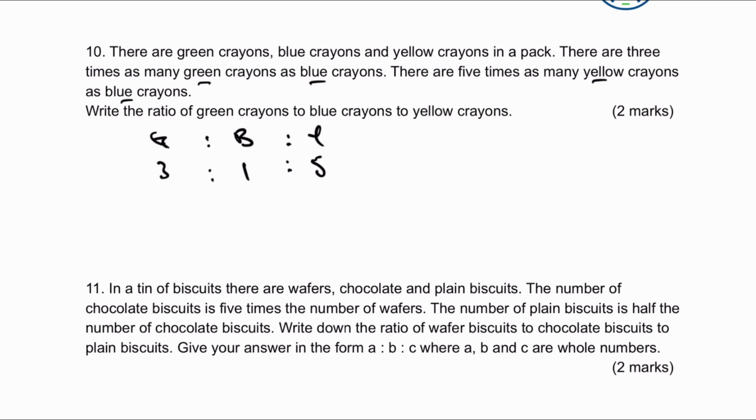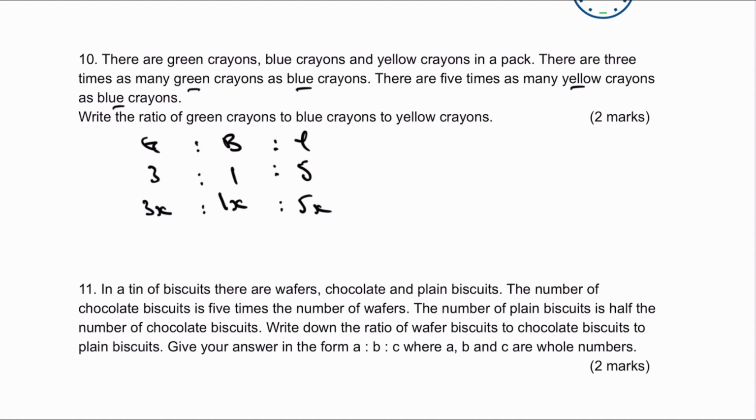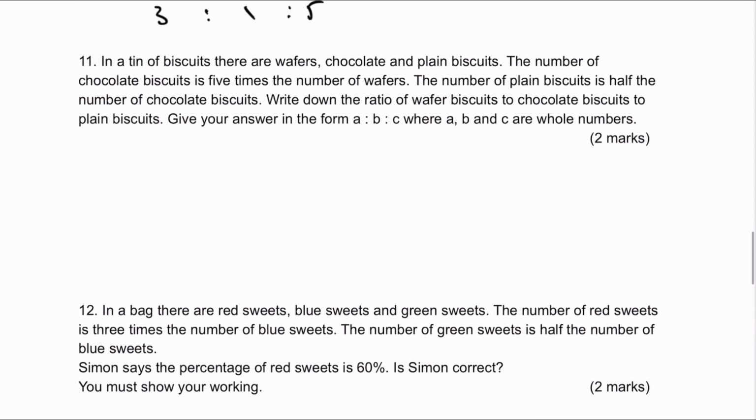Now, just as a point here, and you'll see this in the next question, it's safer to actually start our blue with X, and then we end up with 3x and 5x. Now it doesn't really matter, because don't forget this is 1x, so therefore we can still write the ratio of 3 to 1 to 5. We've just got to be a little bit careful, because in the next question you'll see why this is a bit more beneficial to you.